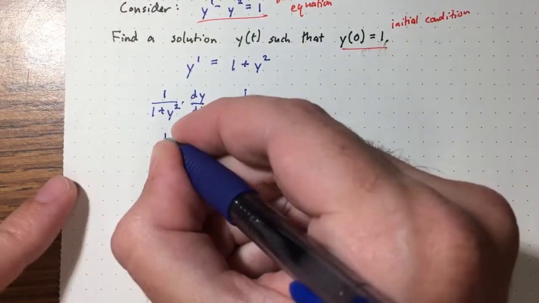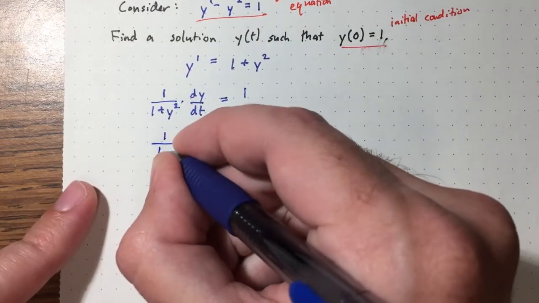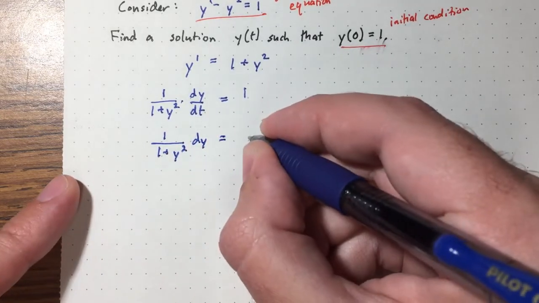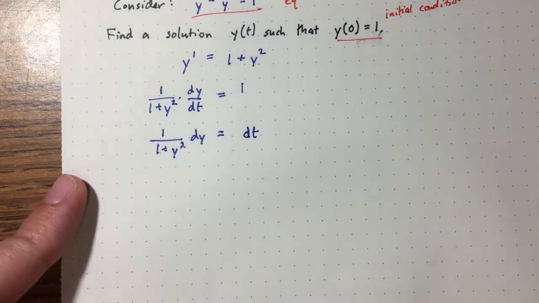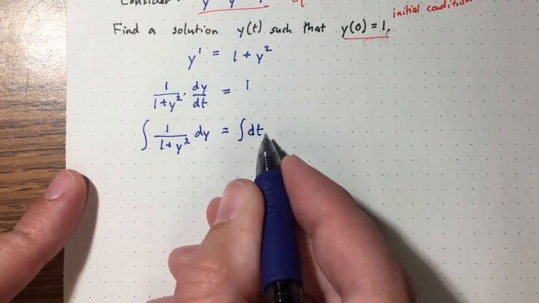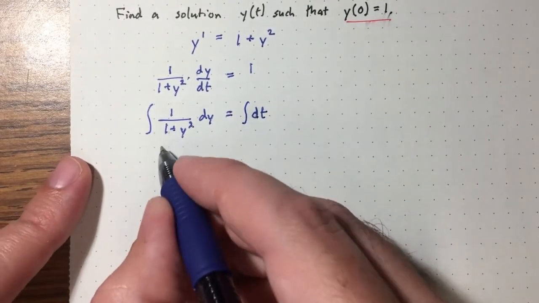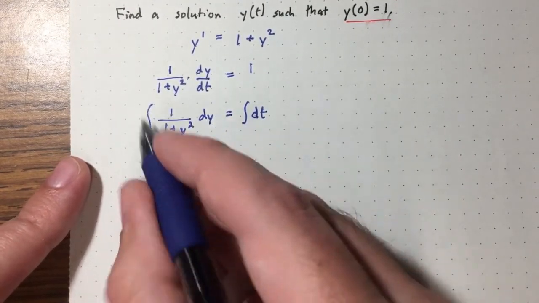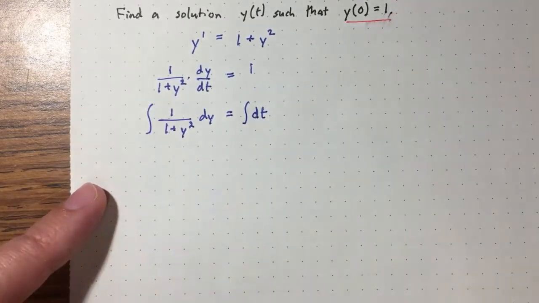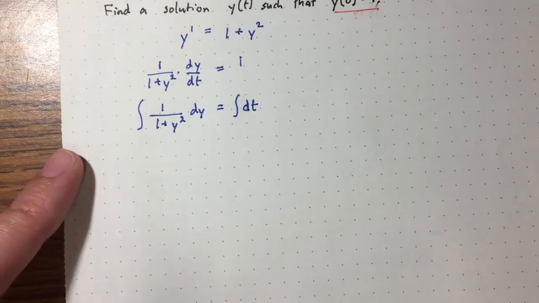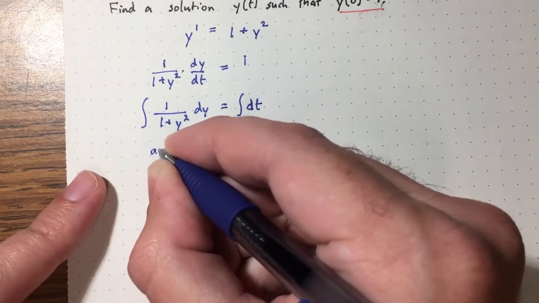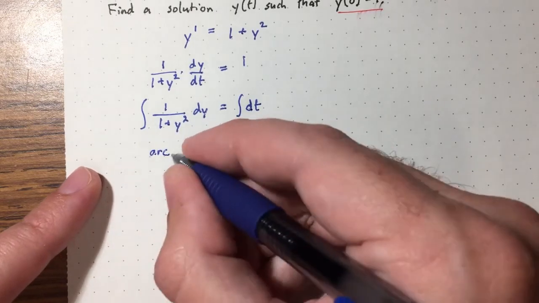Let's use that trick where we also split up the dy dt. So we have dy on this side, and then we have 1 dt. And then we just integrate both sides, this side with respect to y, this side with respect to t. Some of you might recall this integral. It's actually hard to do this integral, but this is the arctangent integral.